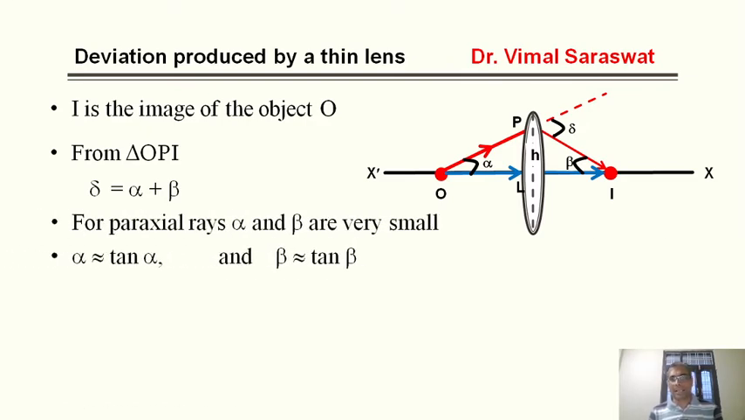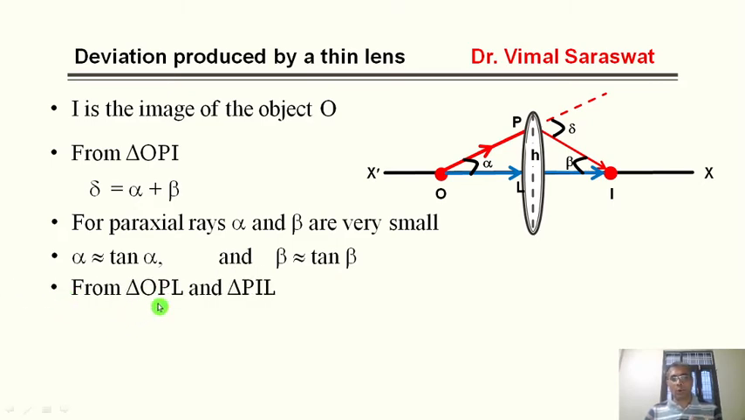For paraxial rays, alpha and beta are very small. So when the angle is small, then tan theta equal to theta. So here alpha and beta are very small. So alpha will be nearly equal to tan alpha and beta will be nearly equal to tan beta.